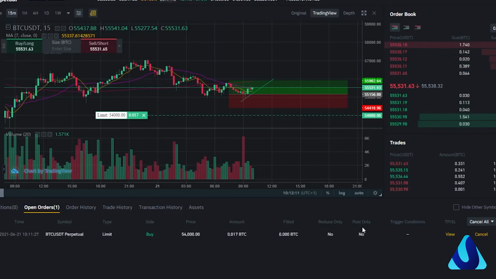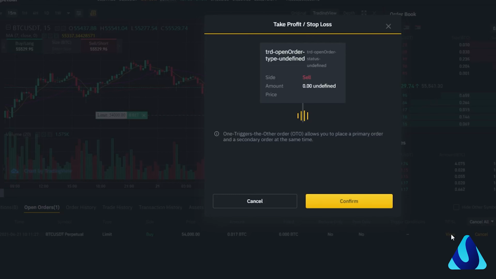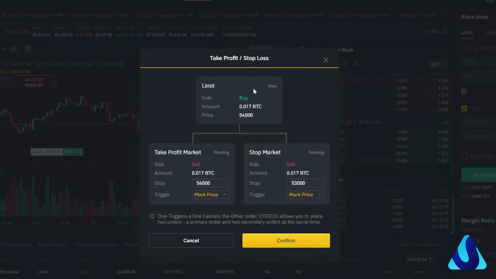We also have a few things here: reduce only, post only, trigger conditions, and then TPSL. So you can see if I click view, this opens up my overall trade. As you can see, this is the open order on the books. So it hits 54,000, purchase 0.017 Bitcoin. I will sell for profit at 56,000, and I will sell to stop my losses at 53,000, and that is essentially a take profit and stop loss in place along with a limit order.